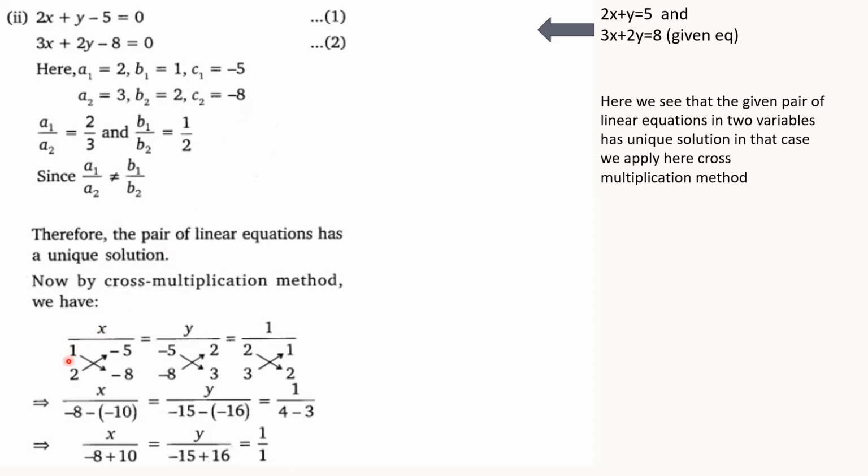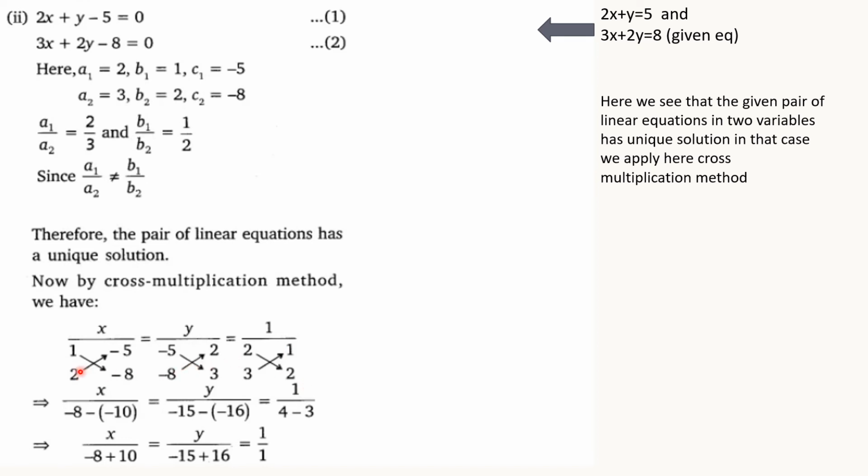So here the value of b1 is equal to 1, and the value of b2 is equal to 2. The value of c1 equals minus 5 and the value of c2 equals minus 8. The value of a1 equals 2 and a2 is equal to 3.